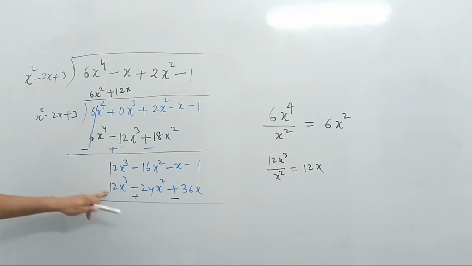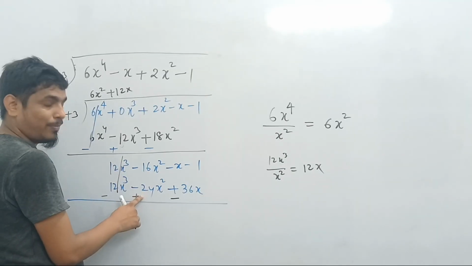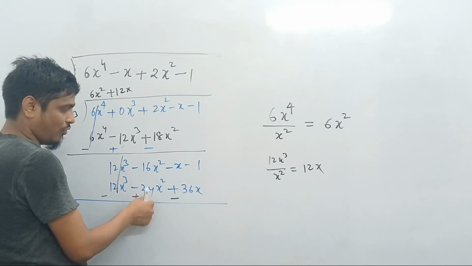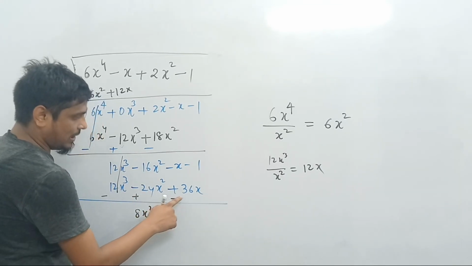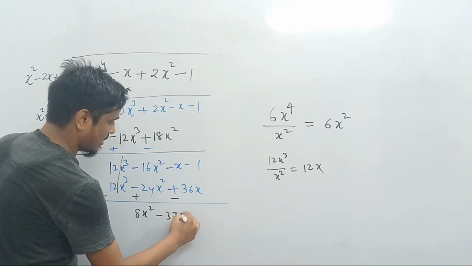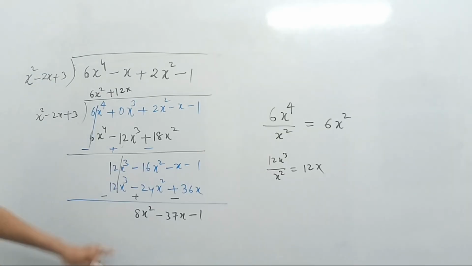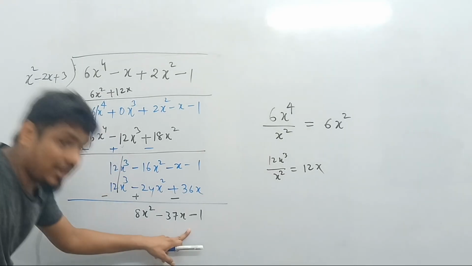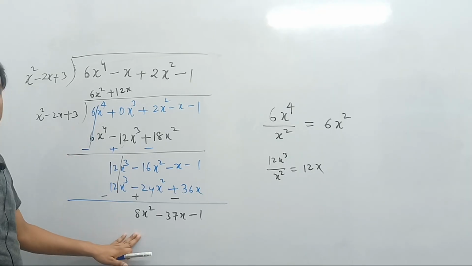Now you see both have the same coefficient with alternate sign, so they got cancelled. Here this is negative 16, this is plus 24, so 24 minus 16 is plus 8x^2. And this is minus 36 minus 1, which is minus 37x. The last term is negative 1, and we copy it over here. Once again, the degree of this remainder is still equal to the degree of the divisor, so we can divide further.